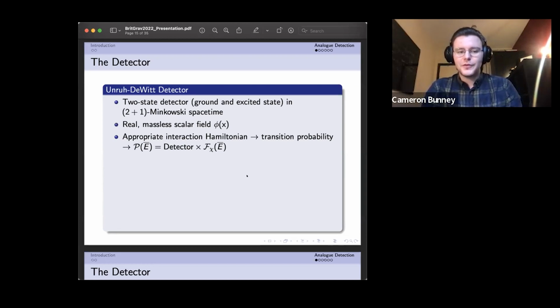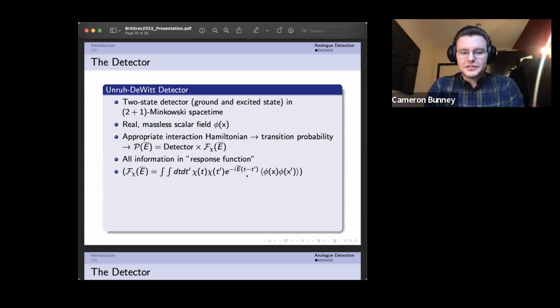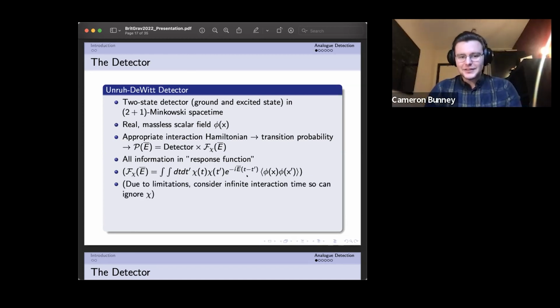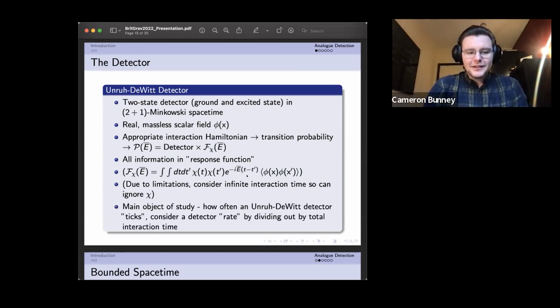And by doing this calculation, one finds a constant prefactor, which has all the information regarding the detector, multiplying by this function F, which depends on E bar, which is our energy as measured from the lab. Now, this is what we call the response function, and if we want an explicit form, here it is. The chi represent switching of the interaction on and off, and for limitations, we consider infinite interaction time, so we can effectively ignore chi, take the interaction time to infinity, and divide out by the total interaction time. So then we can consider a detector rate.